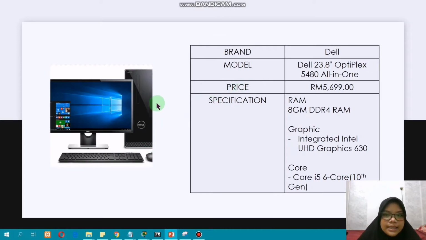For the last, I'm using a PC, brand Dell, model Dell 23.8 inches OptiPlex 5480 all-in-one. Price is 5,699 ringgit. Specification: RAM 8 GB DDR, integrated Intel UHD Graphics 630, and Core i5 10th generation.